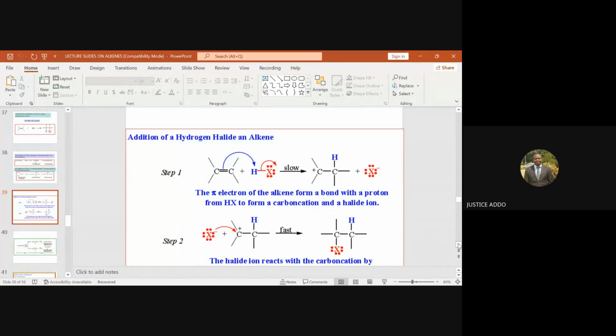Now, who can tell me the rationale behind Markovnikov's rule? Why should the hydrogen go to the carbon with more hydrogens and then the halogen go to the other side? What is the significance of Markovnikov's rule in terms of product formation?